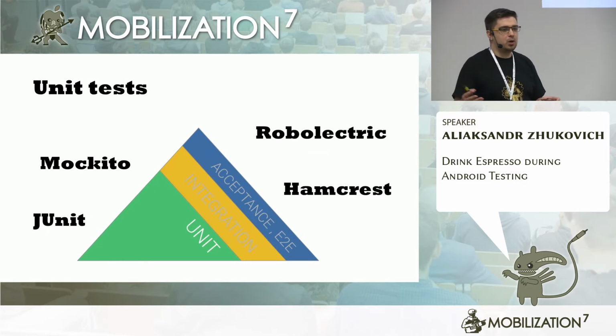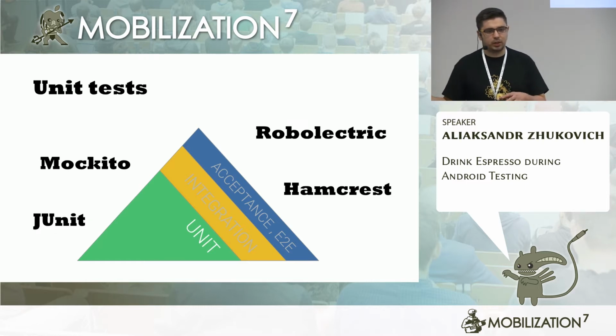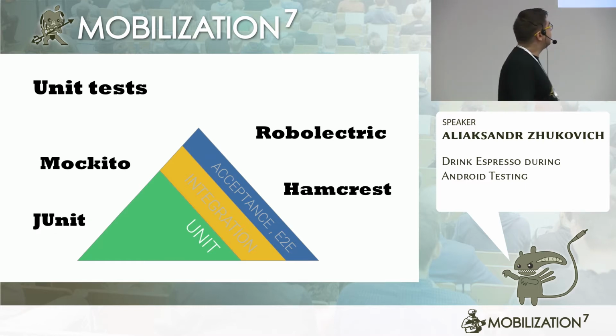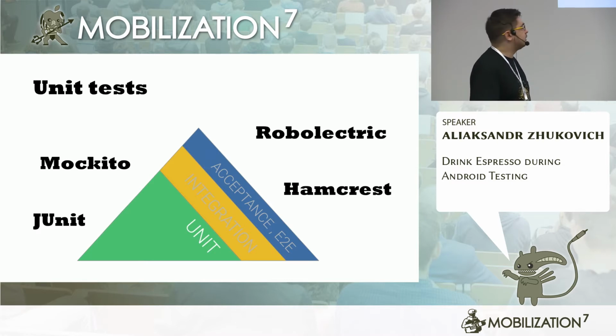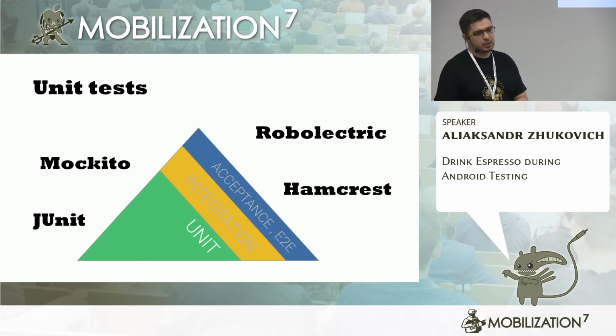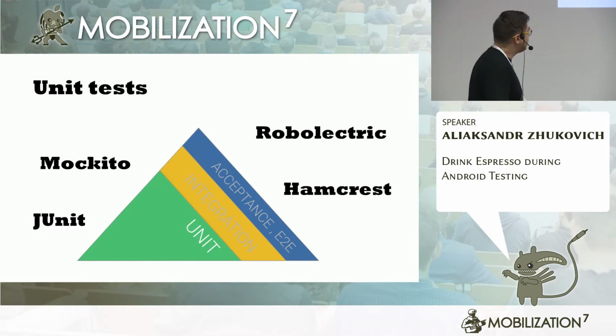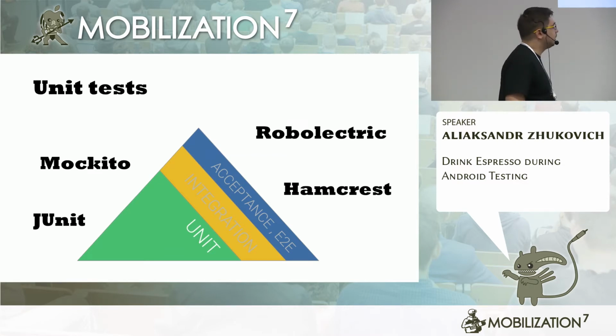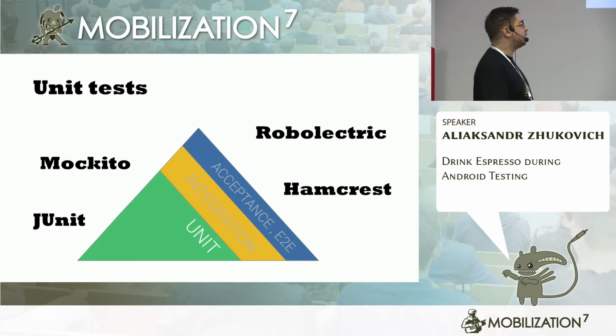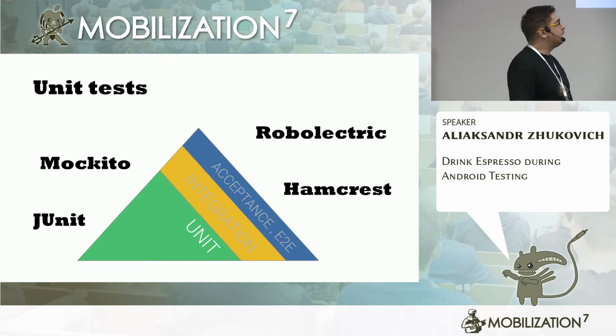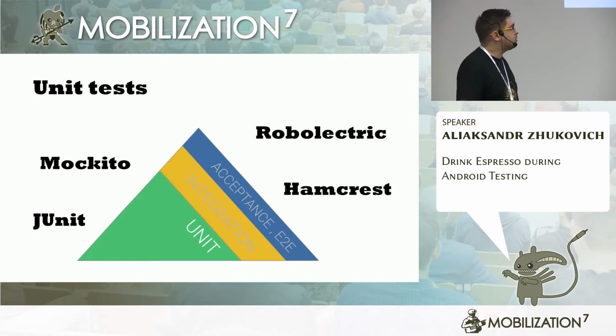In unit tests, we check how different units work in isolation, and here we often test some business logic in our application. If we use something like this, we can use the JUnit framework. Often in unit tests we need some framework for mock objects. It can be Mockito, JMock, EasyMock, etc. If our unit uses the Android framework, we can use the Robolectric framework, and I recommend using some additional matchers, like Hamcrest.